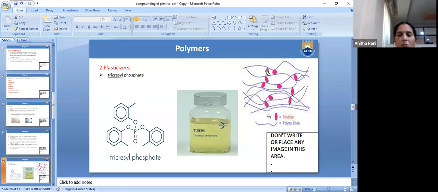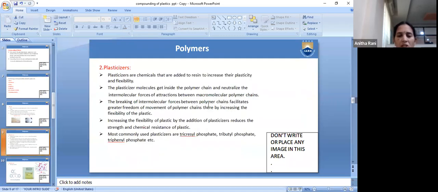They go and stay between the polymer chains, so the attraction between chains will be less, thereby increasing flexibility and plasticity of the plastic, so we can mold it into any shape. Increasing the flexibility of the plastic by the addition of plasticizers reduces the strength.